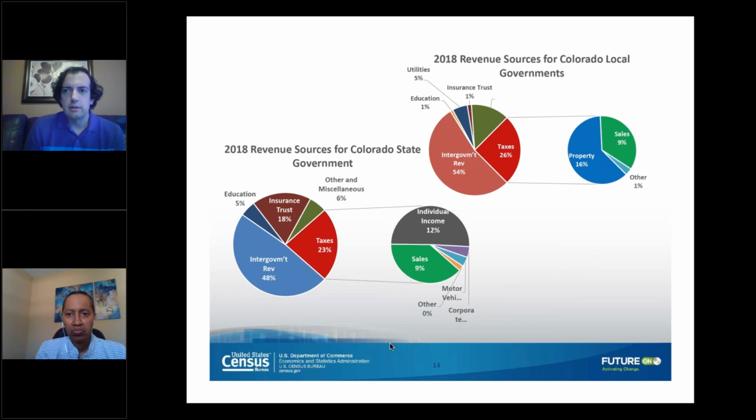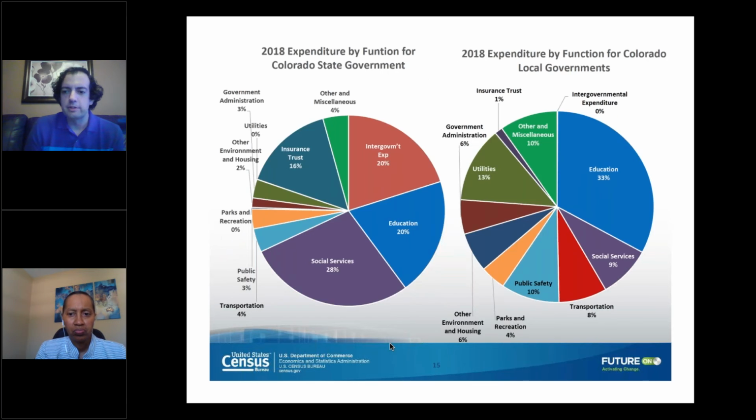On the next slide, we have a similar breakout, but it's for expenditure instead of revenue. You can see that the biggest source of spending for Colorado local governments is education, which is pretty typical for local governments. I doubt that's coming as a surprise. And Ramika's employment chart showed a similar trend. For state governments, it's social services like public welfare that's the biggest source of spending. And again, that's also pretty standard compared to most states in the US.